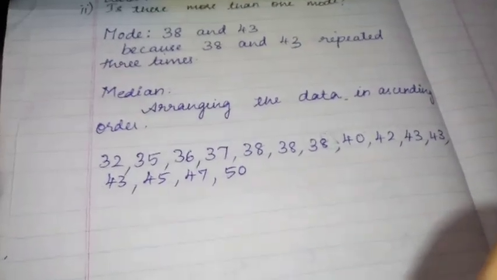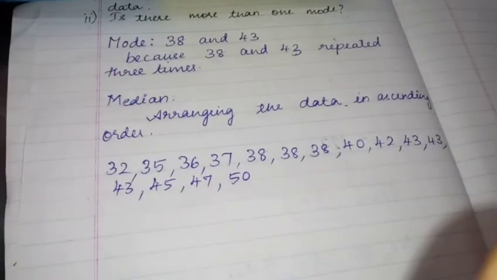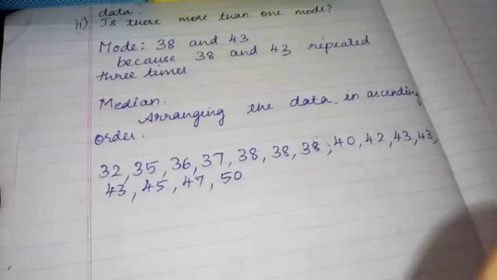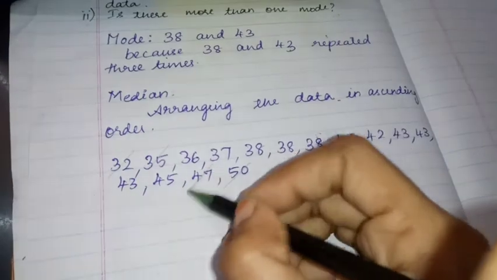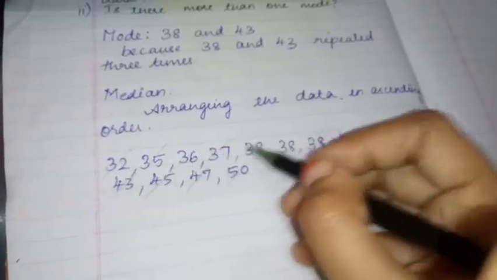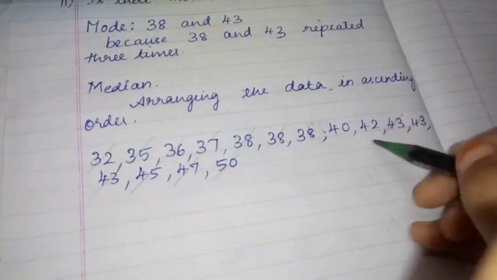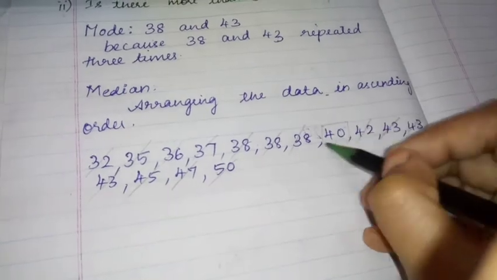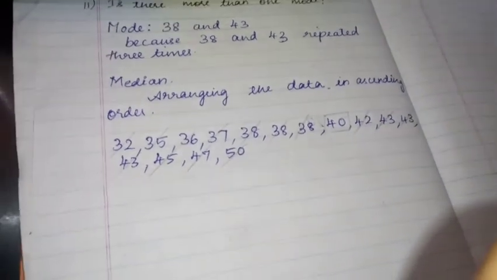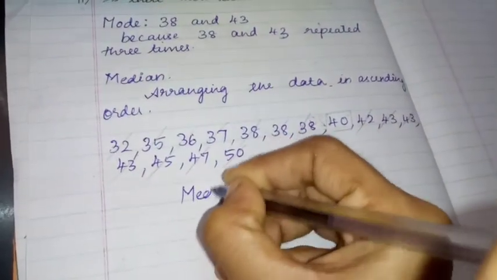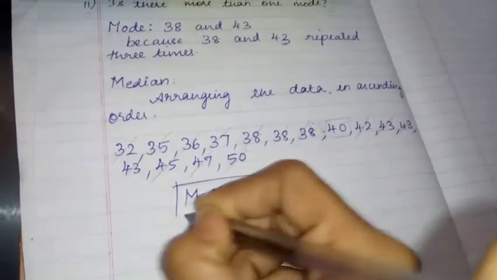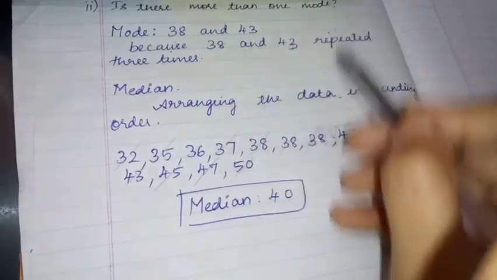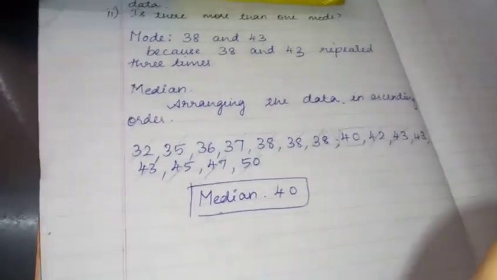So now what you will do, since the number of observations is how much? 15. So the middle value is your median. I am just going to cancel like this. So what is the middle value? 40. So what is the median now? Median is 40. So what is your mode? 38 and 43. What is your median? 40.